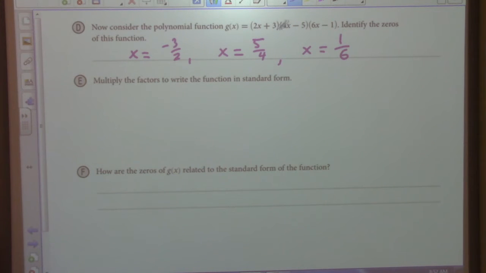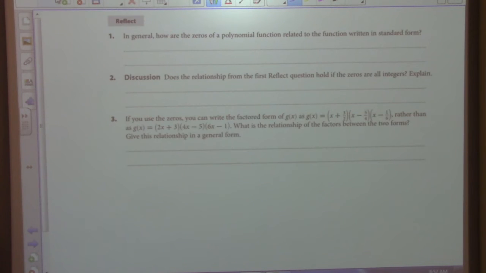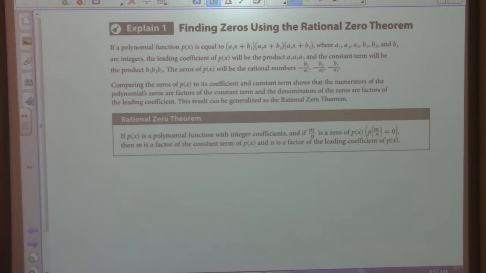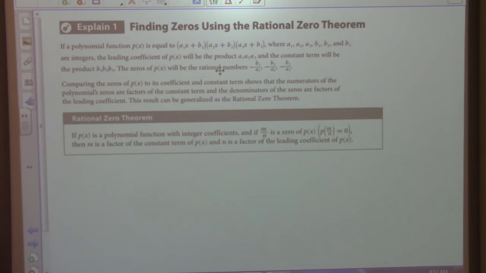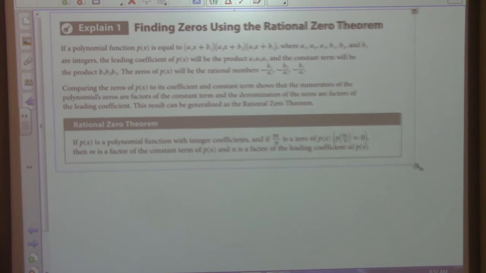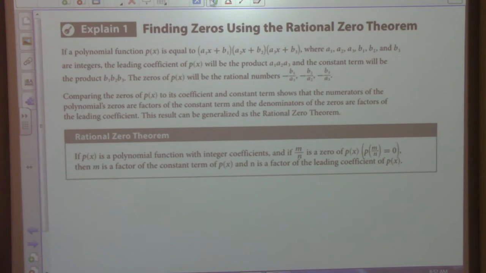That's really some mental math of setting these things equal to 0 and solving, and you kind of see the signs reverse. I'm not going to multiply these out, but we're going to go to this next section, called finding zeros using the rational zero theorem. In my pre-calculus class, we call this by a slightly different name. We call it the rational roots theorem.